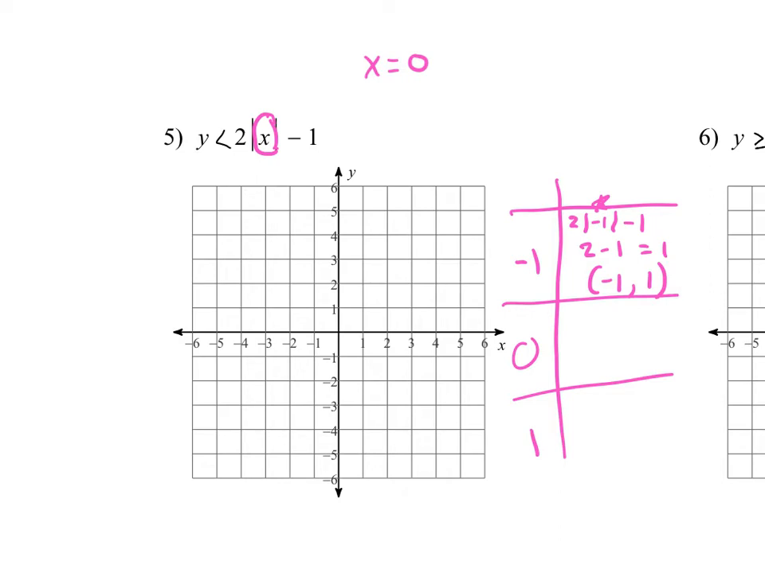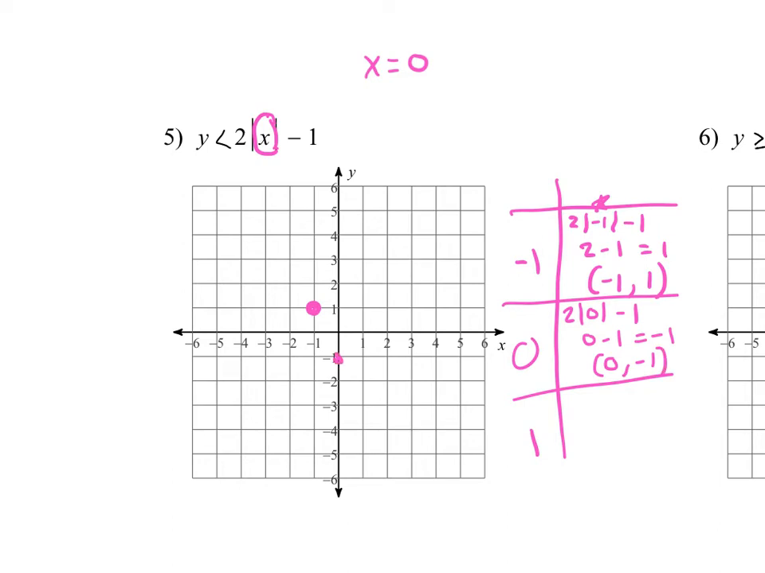So we go to the left 1 and up 1. That's our first point. Next, we're going to plug in 0. So we have 2 times the absolute value of 0 minus 1. Absolute value of 0, still 0. 0 times 2 is 0. And 0 minus 1 is -1. So here our point is 0, -1.